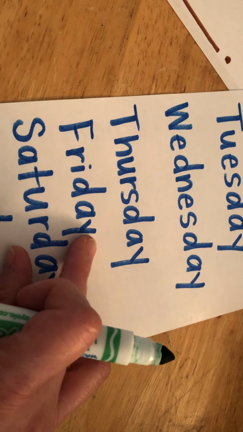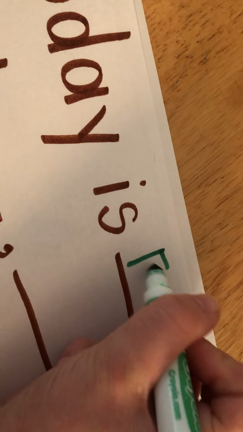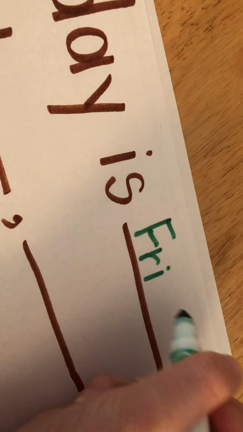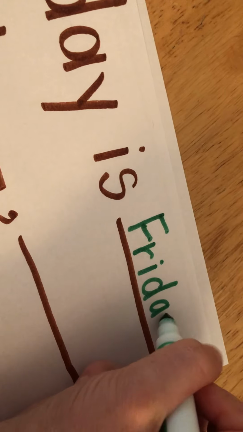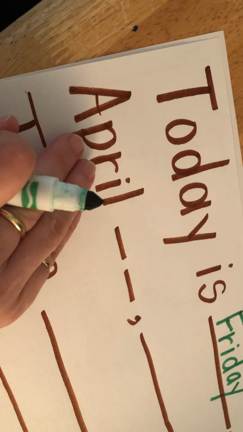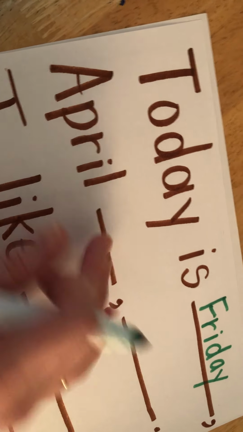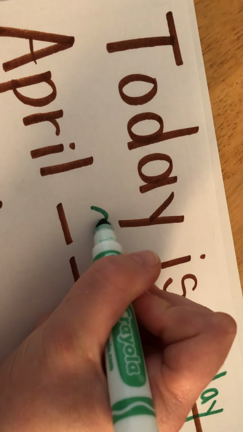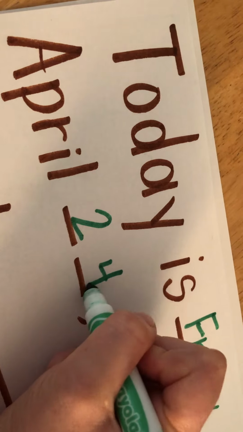So we're going to go ahead and find the word Friday and write it in our blank. So today is Friday. Now remember, we always start our days of the week with a capital letter. There's our F, Friday. And there's our comma because we're taking a break or a breath. I haven't stopped yet, so we're going to continue with April. And today is the 24th day of April, so we're going to write the number 24. That's a 2 and a 4.